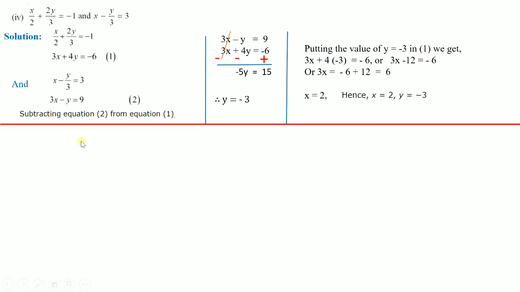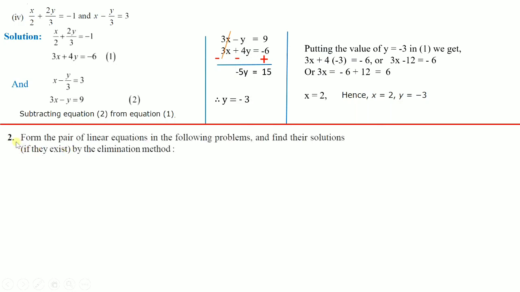Now we will move towards the next part, that is question number 2. Form the pair of linear equations in the following problems and find their solutions if they exist. It means you have to check whether solutions exist, like in the case of parallel lines we don't have solutions, so that we can check by the elimination method. So in the following question, first of all we need to check whether solutions exist. That will be only two conditions. First is a unique solution and the second one is infinite solutions.